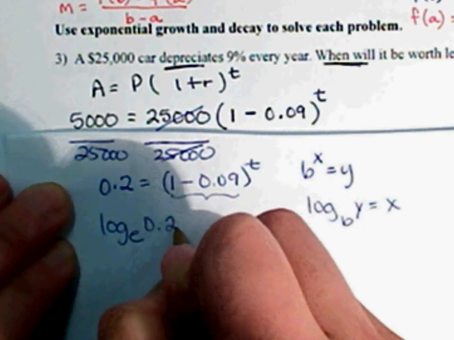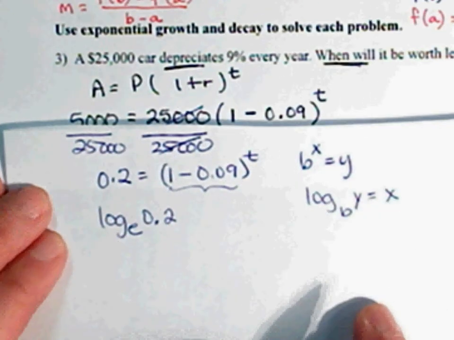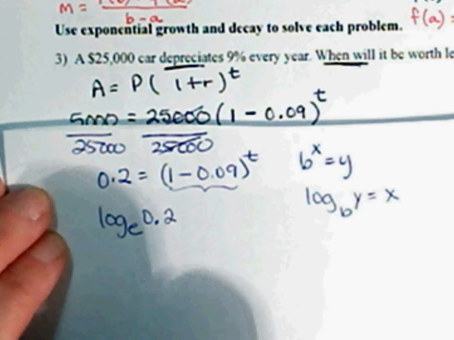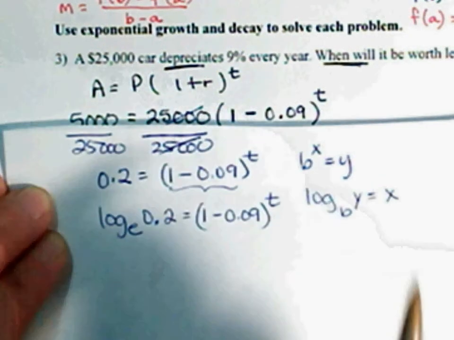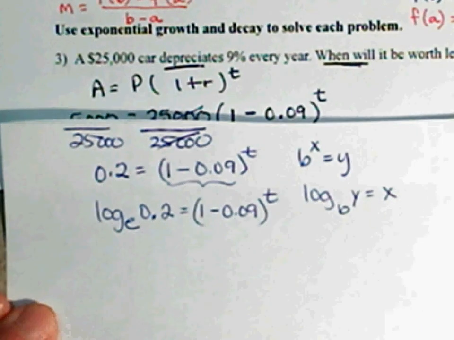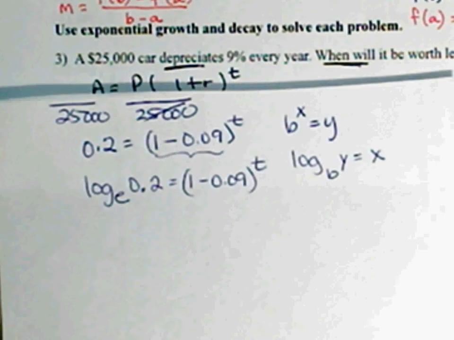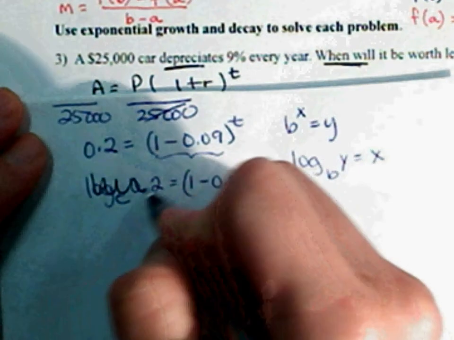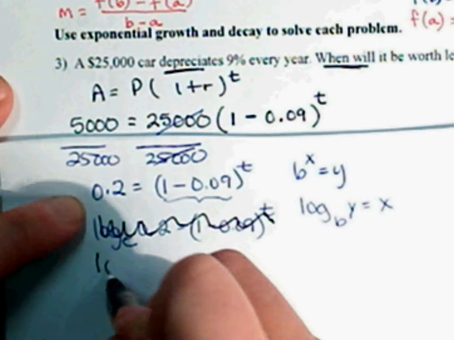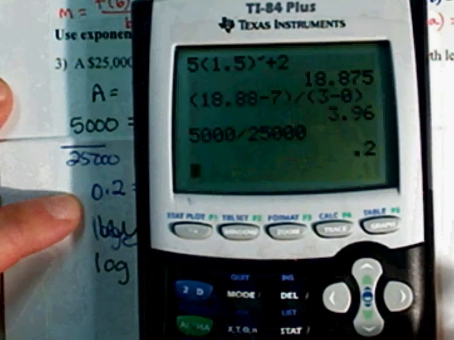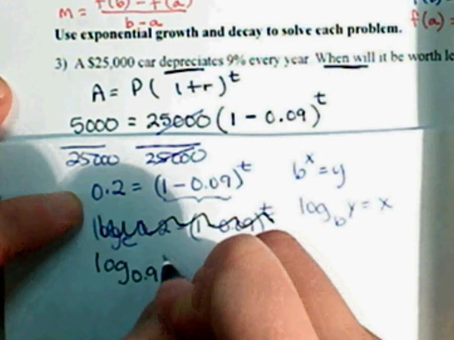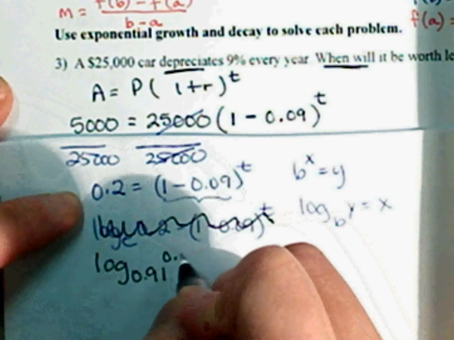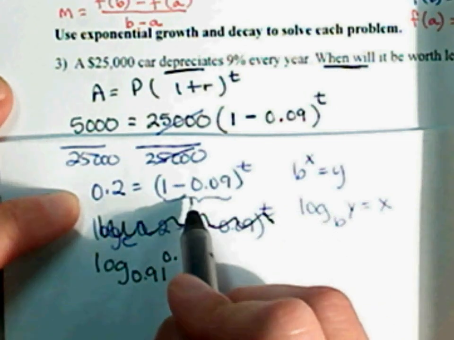Hang on just a moment. I think I screwed up. I did. It's not log base e. My fault. It's log base 1 minus 0.09, which is 0.91, of 0.2. Base to the y. Yeah, that is equal to your t. Did you guys see that right there?